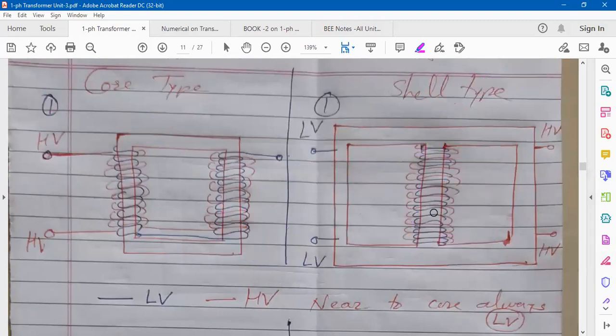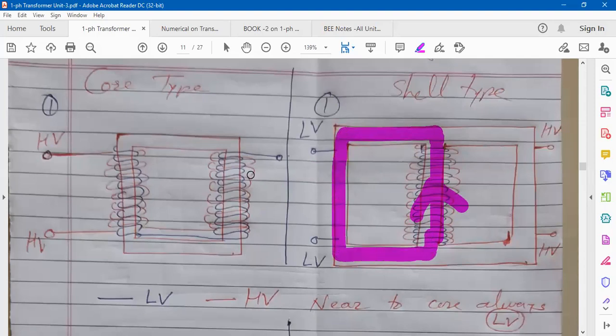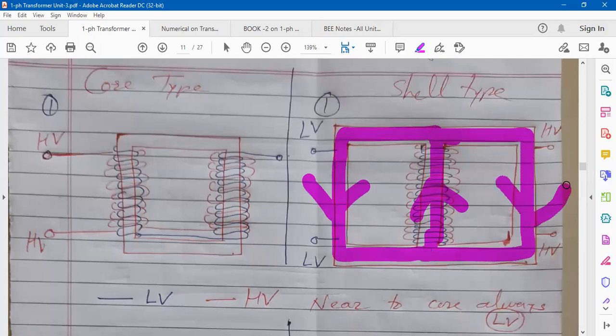whatever the flux produced in shell type by primary winding, total flux is in central limb, and suppose it is flowing in upward direction, this is the total flux in central limb, and once it reaches over here, as the core is symmetric about central limb, flux will equally divide. Suppose 6 milliweber in central limb, so 3 milliweber will flow through one side limb, and the rest 3 milliweber will flow through another side limb.